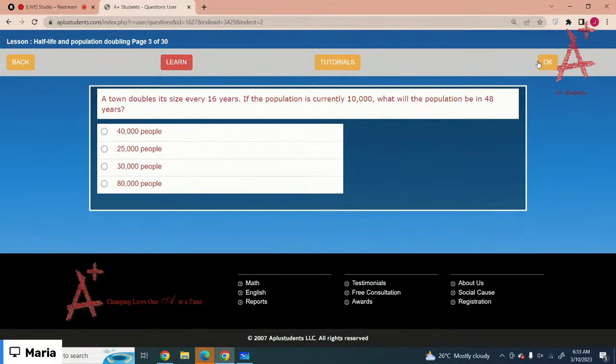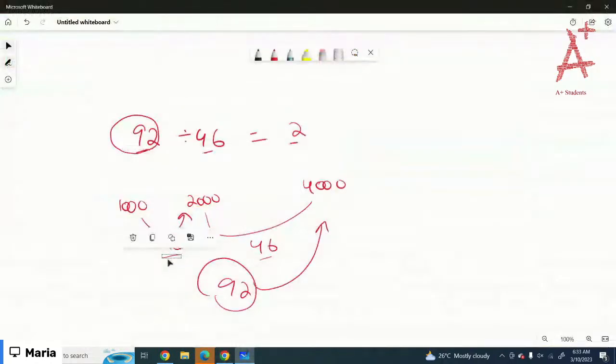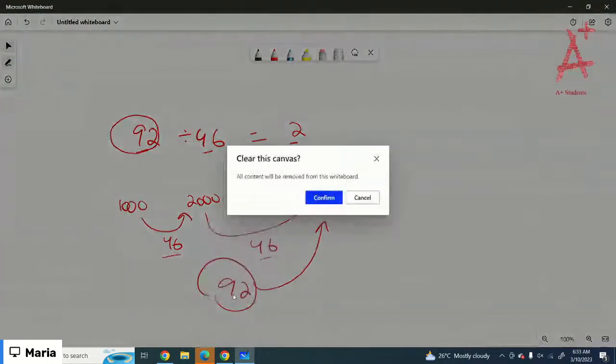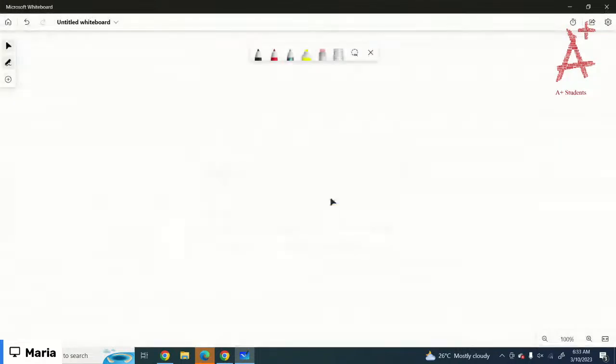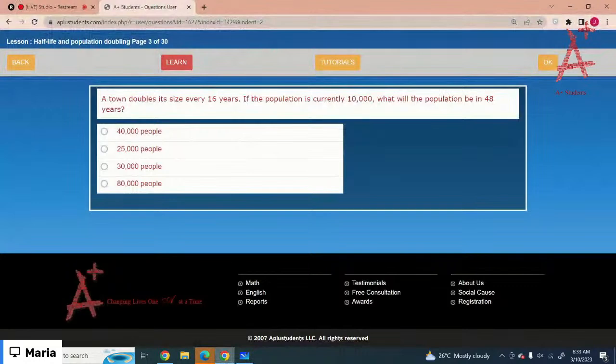So it doubles after every 16 years. 48 divided by 16 is 3, because 16 times 3 is 48. That means it doubles 3 times. Got it? Starting with 10,000.